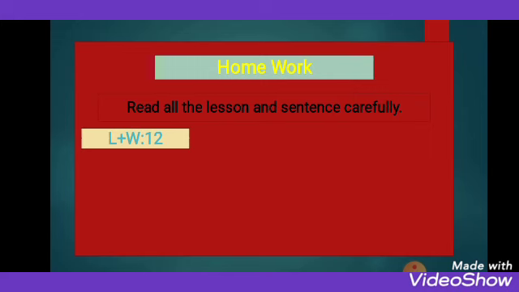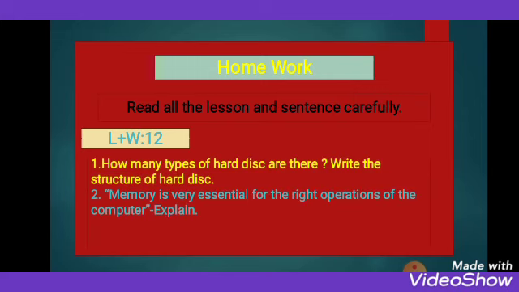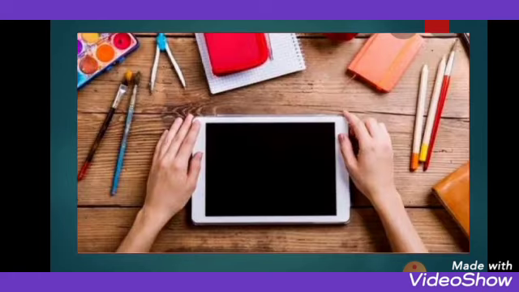Learn and write homework will be number 12, and I'm giving here two questions. Number 1, how many types of hard disks are there? You already know the answer. Write the structure of hard disks. Number 2, memory is very much essential for the right operation of a computer. Explain. I think you know both of the answers. You will learn these two question answers and you will write them in your class copy. If you can learn these question answers properly, you will benefit more.